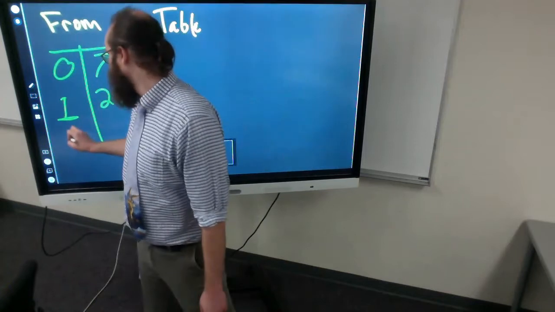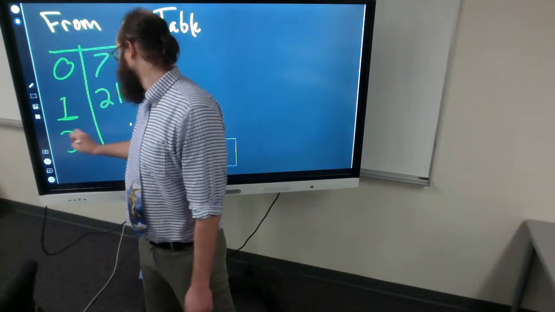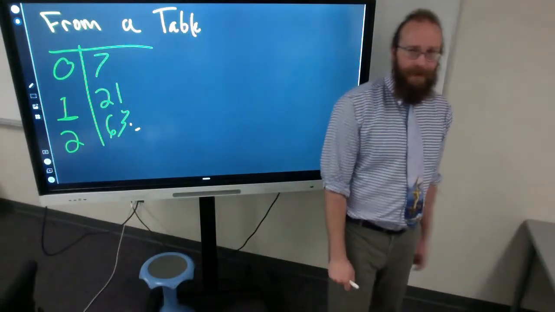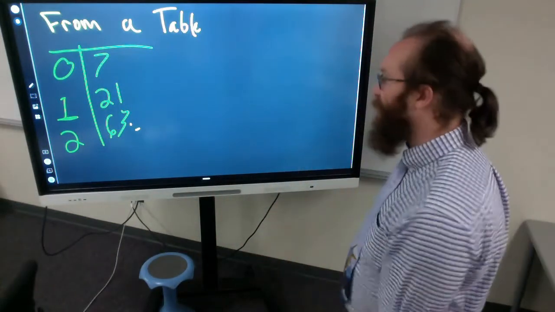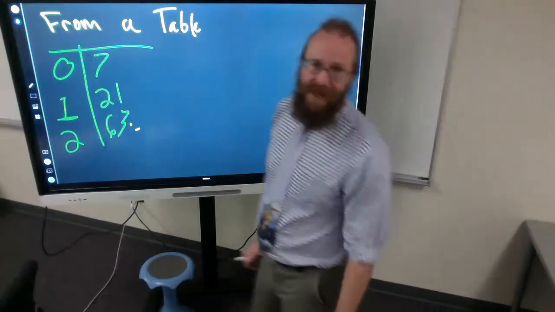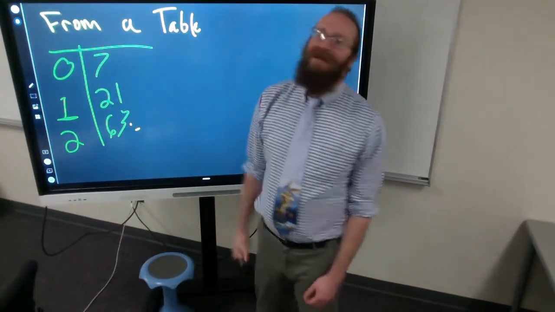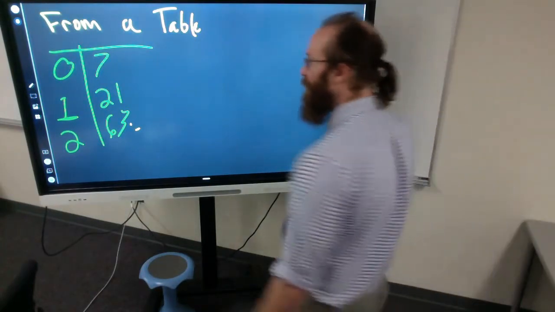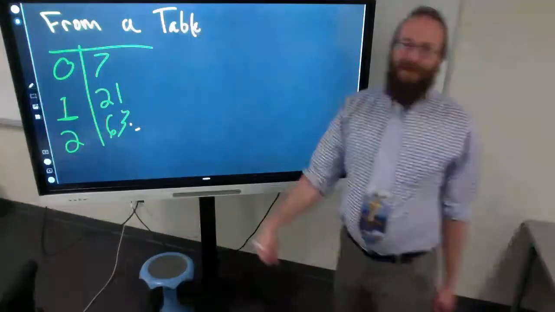And 263. Okay, so I gave myself an easy pattern to work with, but what we should first do is see if it's arithmetic. So between 7 and 21, there's a difference of 14. So we add 14. 21 plus 14 does not equal 63.